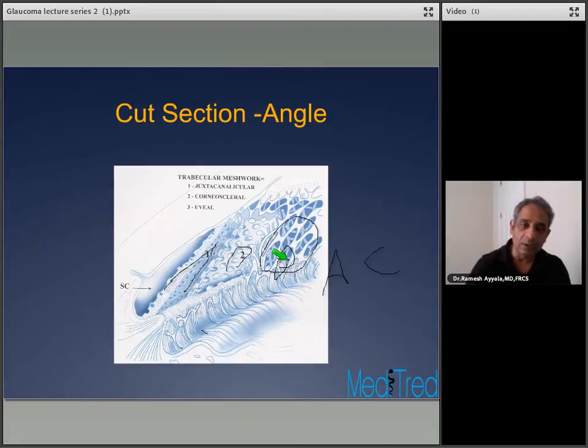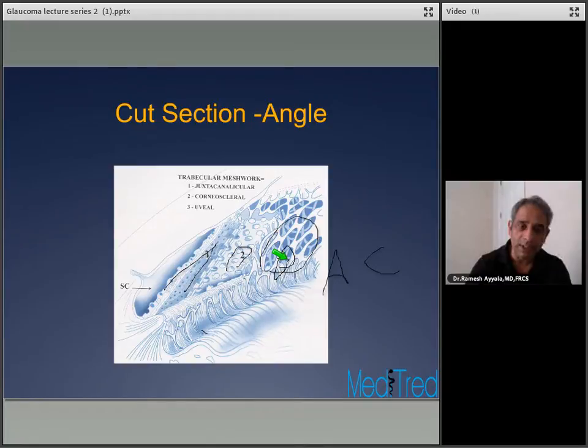So the uveal portion of the trabecular meshwork will lead to the corneoscleral portion of the trabecular meshwork. Now the trabeculum shape changes a little bit in the corneoscleral section. It's less of a cylinder, more of a flat band, and the size of the pores also is smaller. It measures anywhere from 30 to 20 microns.